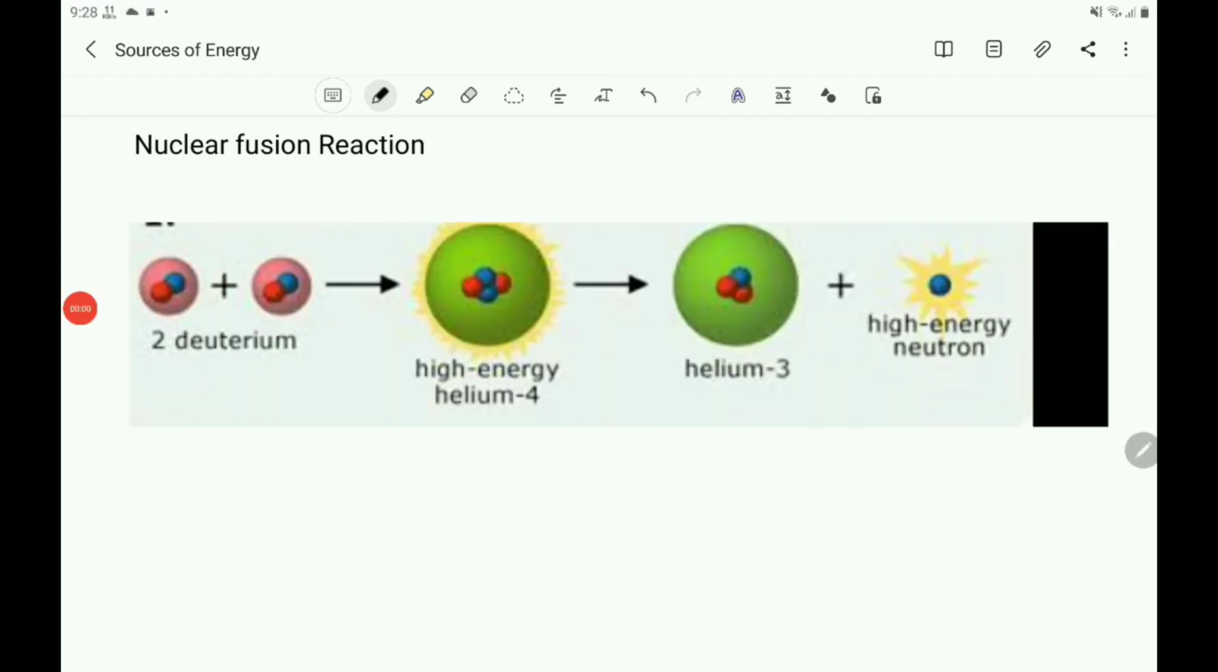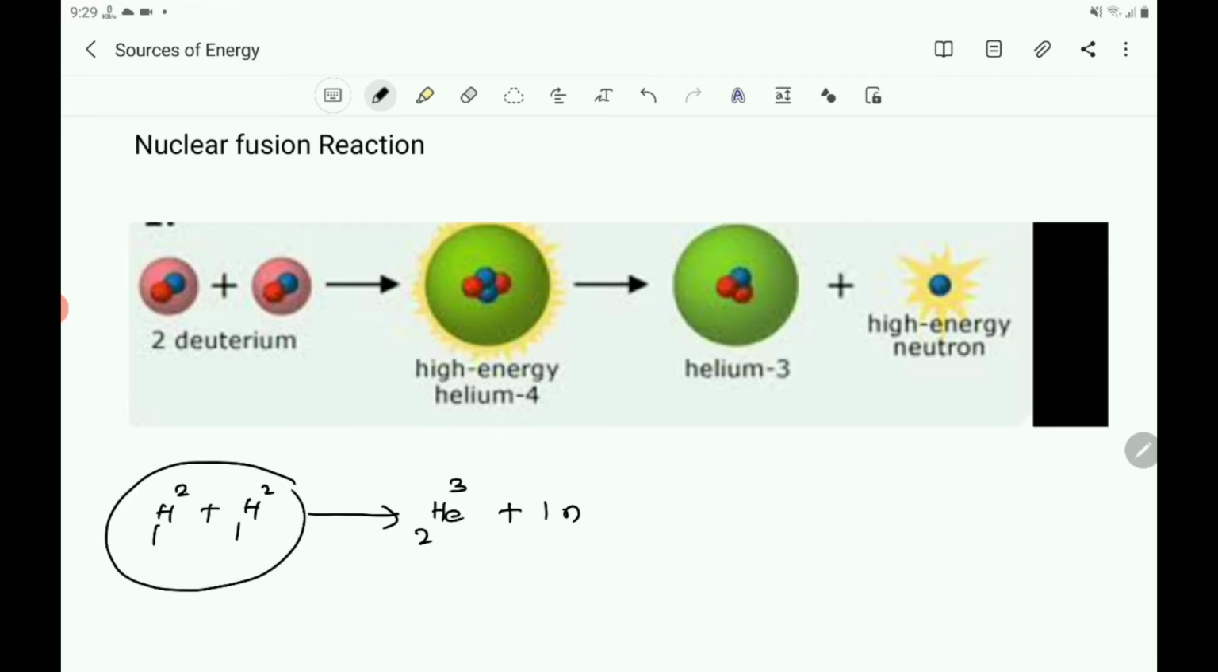One of the best examples of nuclear fusion reaction is two deuterium atoms, two hydrogen atoms. That is, one of the isotopes of hydrogen, 1H2 deuterium and 1H2 deuterium. Two deuterium, which are the lighter nuclei, combine to form 2He3 plus 1 neutron.